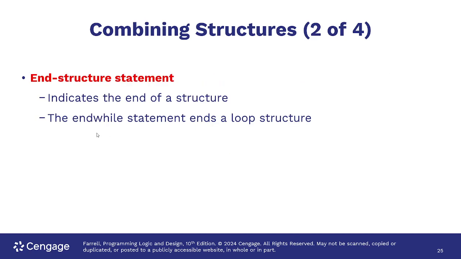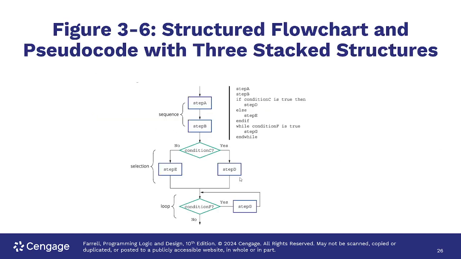The end structure statement indicates the end of a structure in pseudocode. So end while indicates the end of a loop structure. End if indicates the end of an if structure in pseudocode. And it looks like this. So this is the pseudocode on the right. If condition C is true, then step D, else step E, end if. While condition F is true, step G, end while.